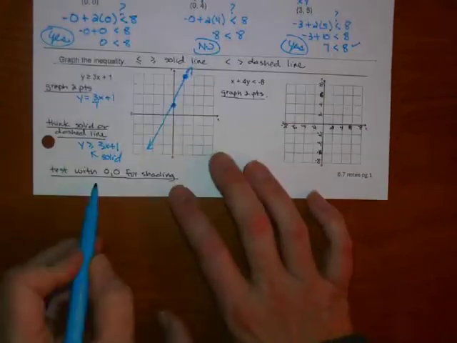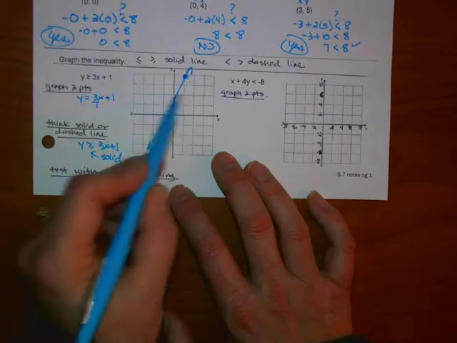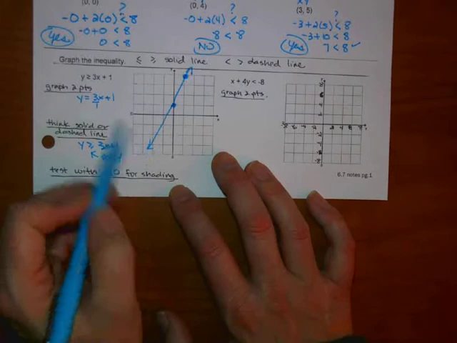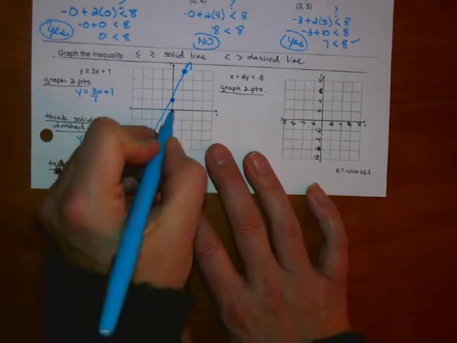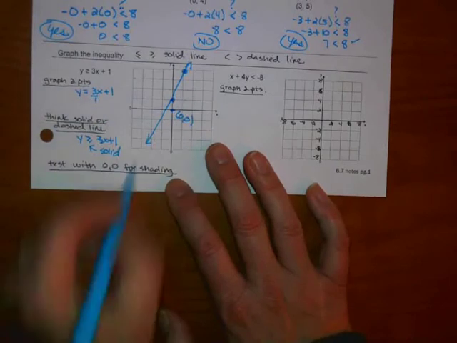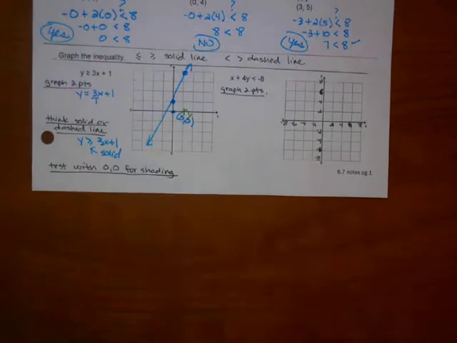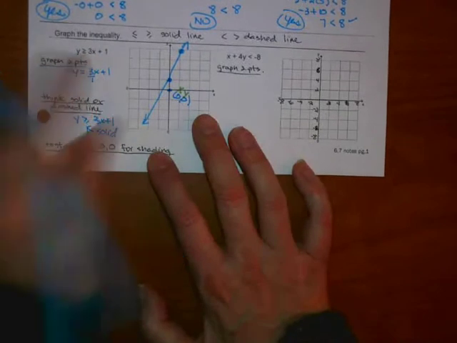All right. The last thing you have to do is what we call shading, because there's going to be a whole bunch of points other than just what's here on the line that are going to make this inequality true. So to decide what side to shade, you have to test with the ordered pair 0, 0. So I'm going to plug in the x and the y from this point, x and y, into my inequality and see if it makes it true.